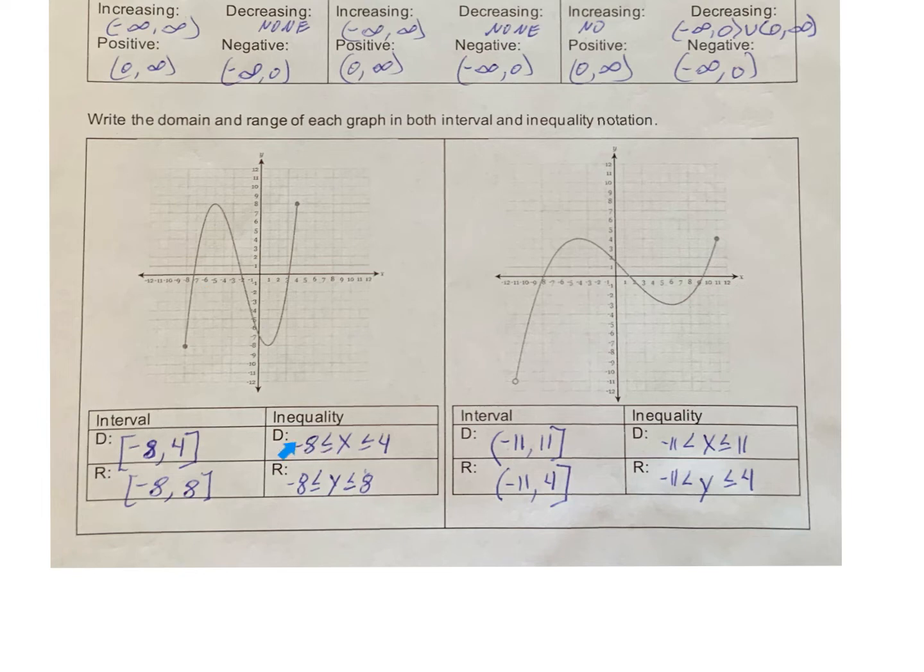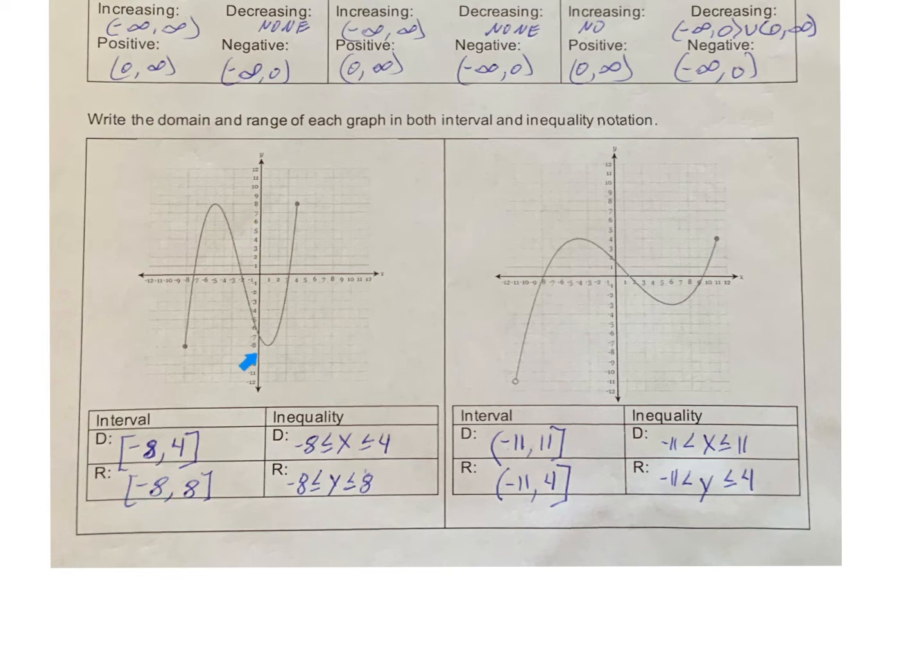Okay, and inequality notation just looks like this. Again, x is the domain, and this says the domain is greater than or equal to -8, and it's less than or equal to 4. We read it from left to right, but -8 less than or equal to x, less than or equal to 4. Here's your range. Again, that's from bottom to the top.